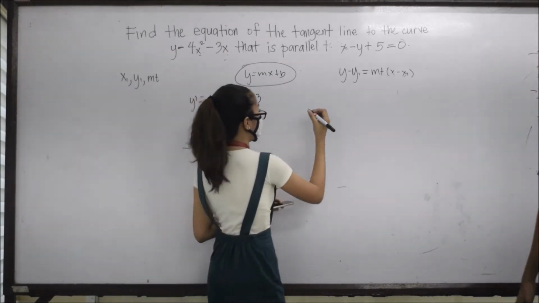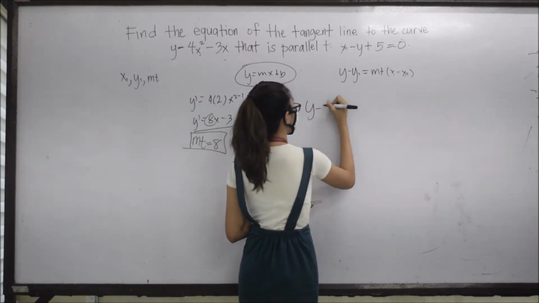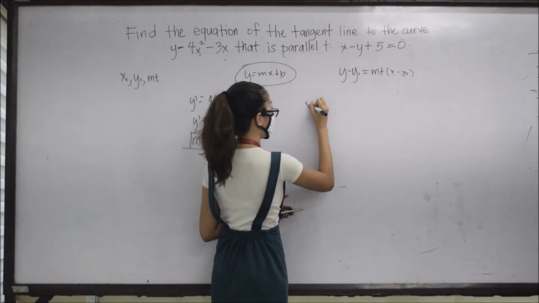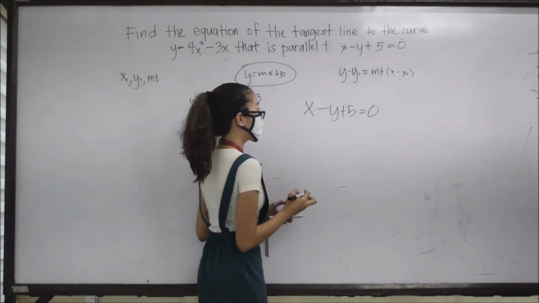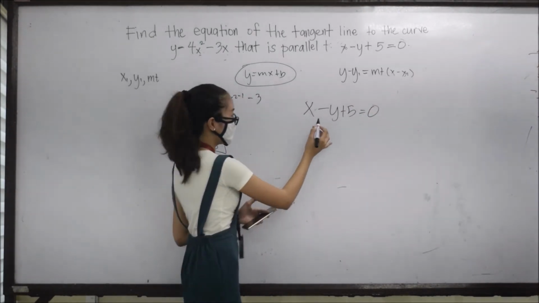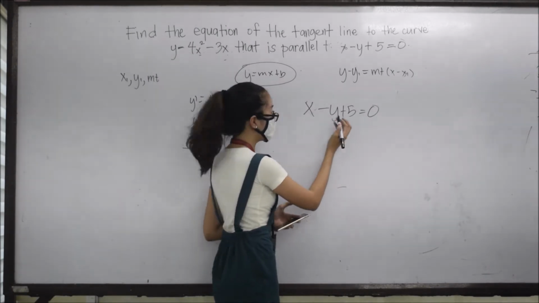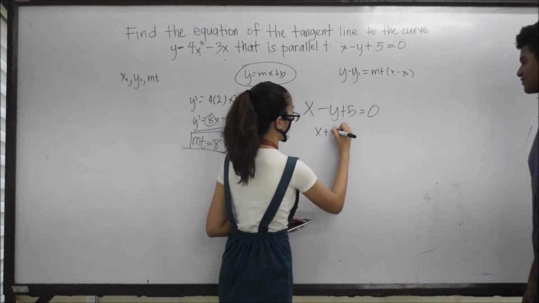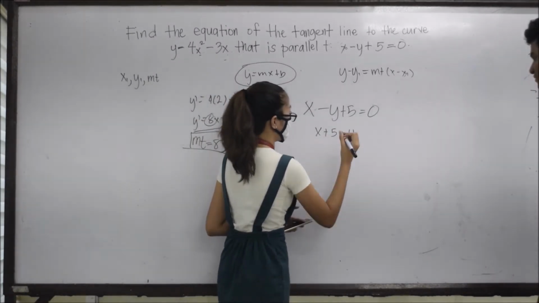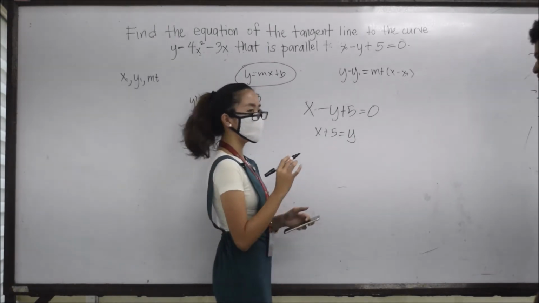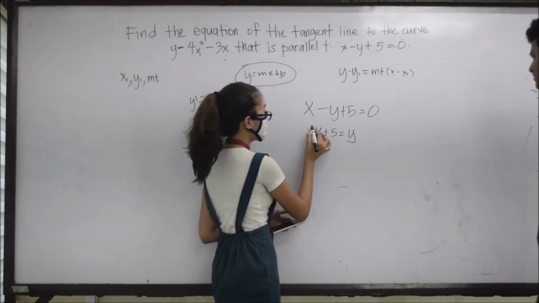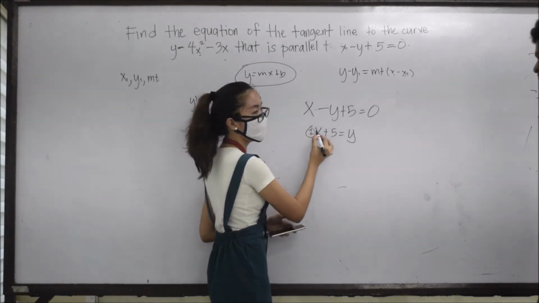And when finding the slope of the line, you must transpose y, and the coefficient of the variable x is the slope of the line, which is 1.